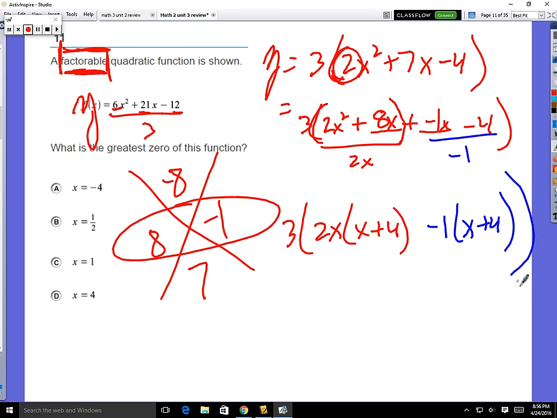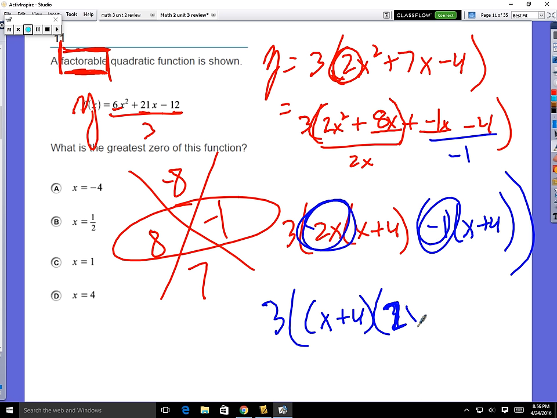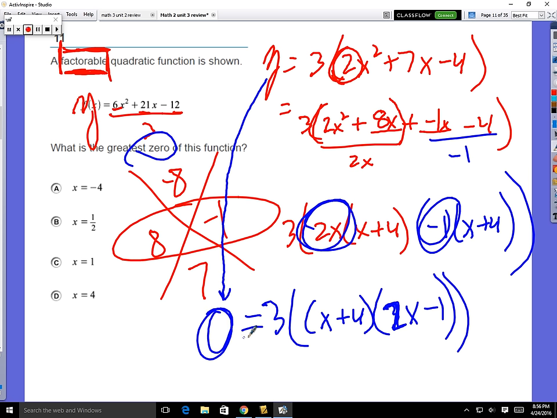Okay, now it's going to be 3 parentheses x plus 4 parentheses 2x minus 1. And I guess I don't really need a parenthesis here. So now, if that is equal to y, but if I want the 0, let's make y be 0. What is going to make this all times to give 0? So you kind of just ignore this 3, because it's going to be 3 times this. I want this to be a 0, so that is x equals a minus 4.